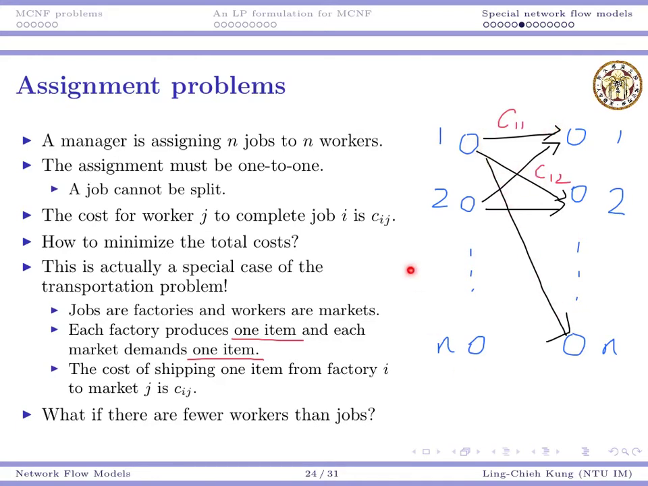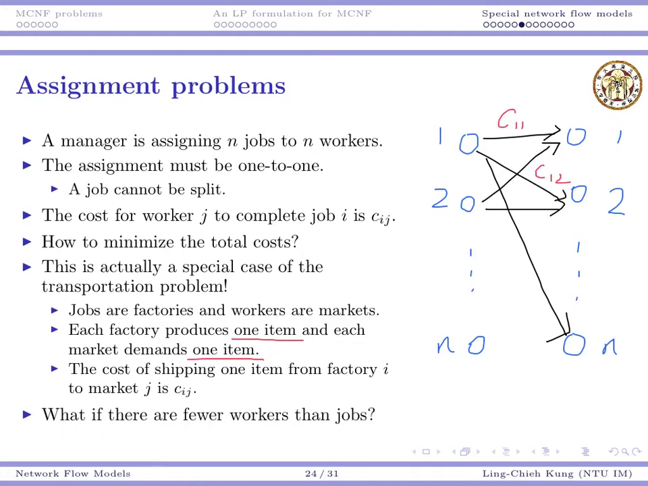Then this just becomes a special transportation problem, right? This is just a transportation problem in which the number of factories and the number of workers are the same, but their capacities and the demands are all 1. That's not a big deal.